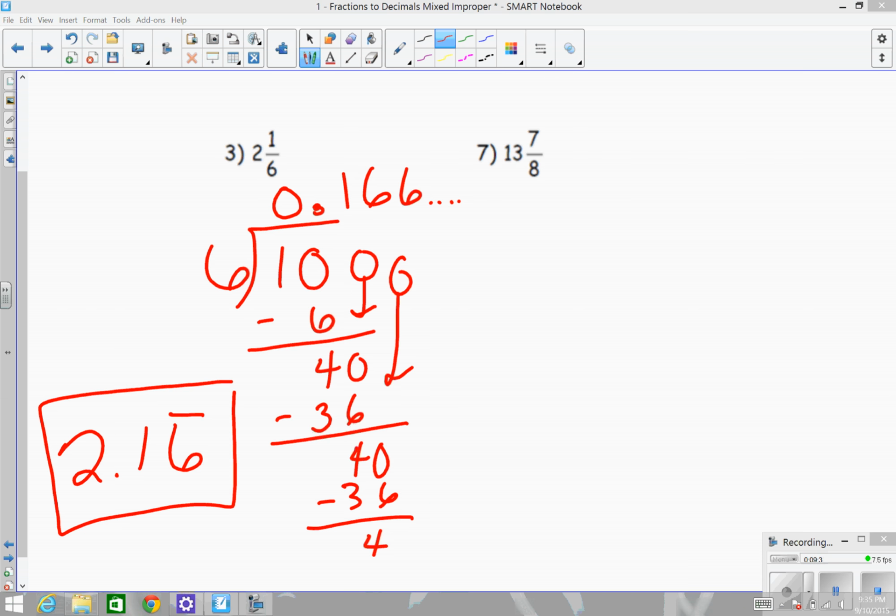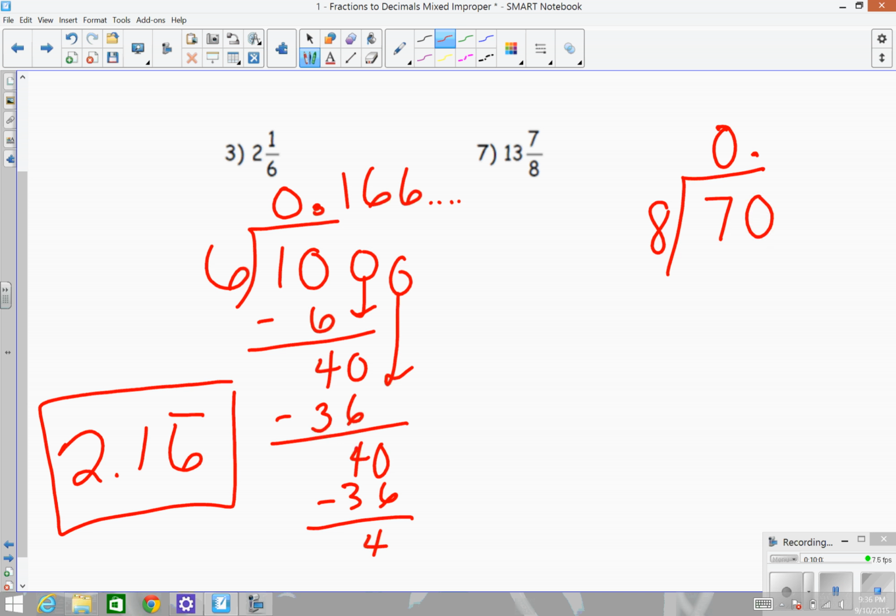Lastly, we're going to change 13 7/8 into decimal form. Again, ignoring the 13 until the end, we want to deal with 7 divided by 8. You notice that I think of it as dividing already. 7 divided by 8: 7 goes in the house, 8 is on the outside. 8 goes into 7 0 times. Add a decimal, bring down a 0.